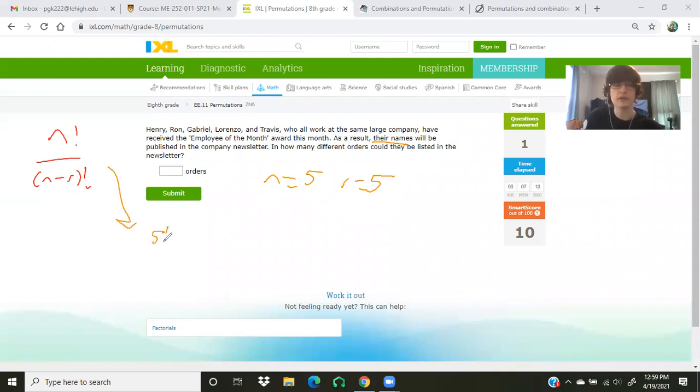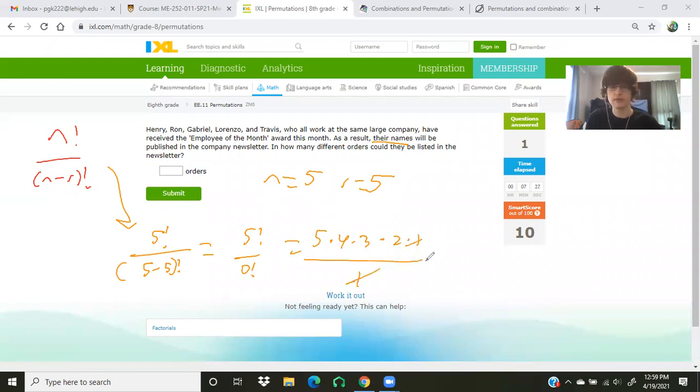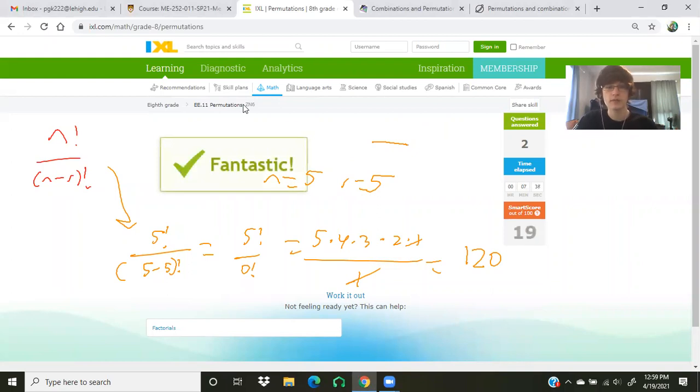We have 5 factorial over (5 minus 5) factorial, which is equal to 5 factorial over 0 factorial, which is equal to 5 times 4 times 3 times 2 times 1 over 1. Cancel the 1's. If you put this in your calculator or just do it in your head, you'll find out that this is actually 120. Let's see if we are right. And we are.